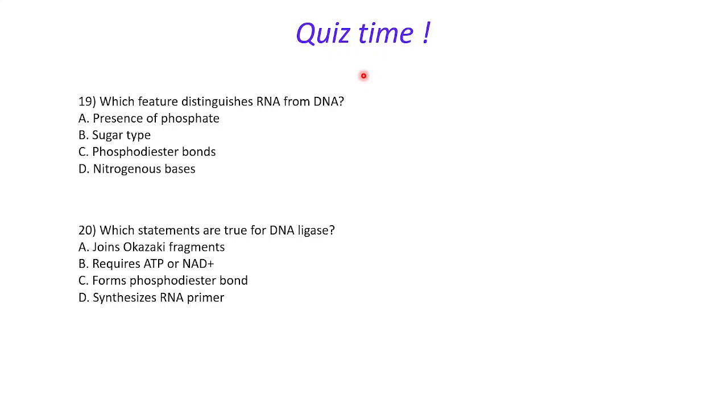Now the question is, ideally, this question should not be coming as an MCQ. It should be an MSQ. If it comes as an MCQ, what would you give as an answer? Basically, your answer should be option B. That's the sugar type, not the nitrogenous base. If it's an MCQ, go for B. If it's an MSQ, go for B and D.